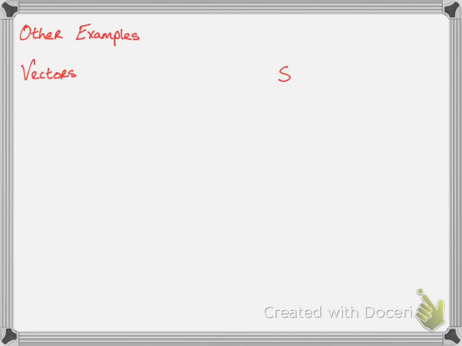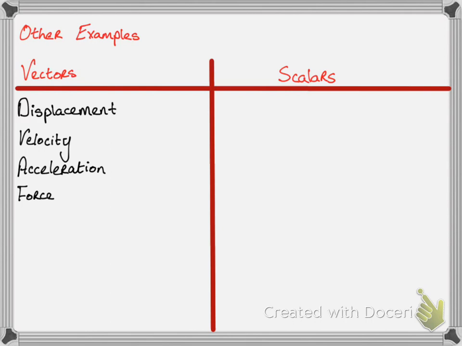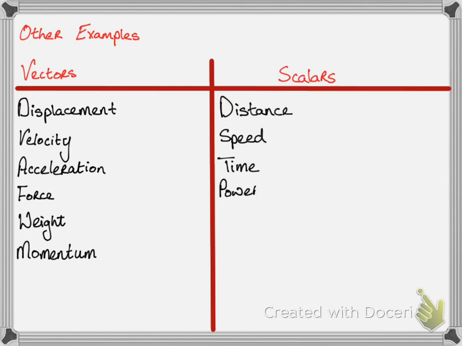So other examples of vector and scalar quantities include displacement, velocity, acceleration, force, weight, and momentum, which are all examples of vector quantities. Distance, speed, time, power, energy are all examples of scalar quantities.